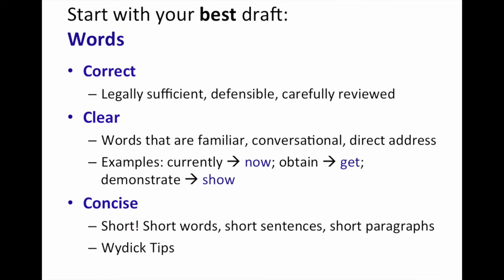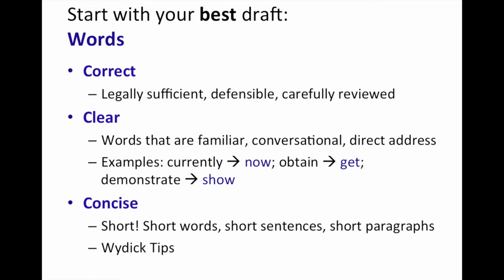This slide is about the words that we choose. Correct. Of course, we want our words to be correct. But it can be hard to convey legal terms in plain language. But don't give up. Use your blacks and use the plain language glossary at writeclearly.org. Clear. This one can be really tough. What is clear to you may not be clear to others. Your readability instrument will tell you when your words are too hard.